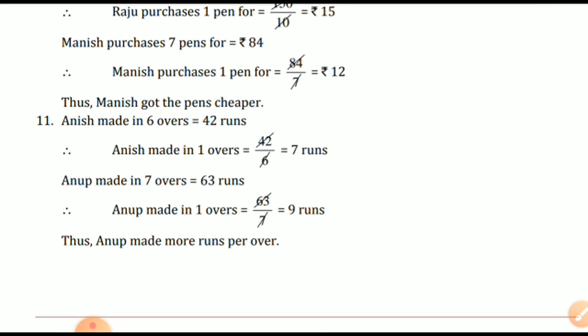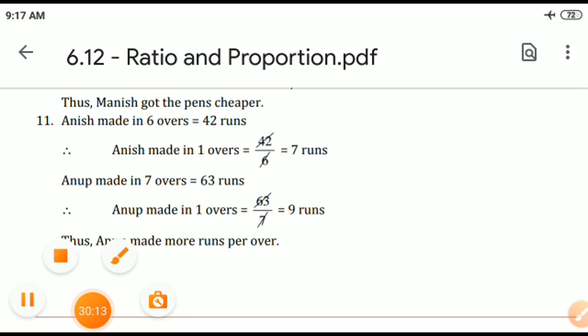Last answer of this lesson and this exercise is here. Anish made 42 runs in 6 overs. In 6 overs he makes 42 runs, so how much can he make in 1 over? That is called his average, for those who know cricket. Sorry girls, this is a little bit awkward for you, but boys are very interested in these types of questions, and nowadays the girls' World Cup cricket is also being played, and the girls are also interestedly taking part. Okay, so 7 runs Anil made in 1 over. Anoop made 63 in 7 overs, so his average is 9 runs. So whose average is higher, beta? Who made more runs per over? You can say Anoop made more runs per over.